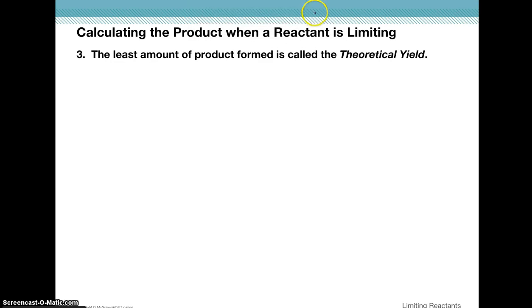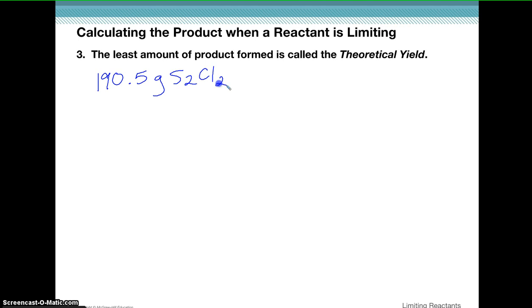So one good thing is when you do this calculation, you are already figuring out something called the theoretical yield. The theoretical yield is basically how much product you would get if you were to do this reaction and nothing went wrong. And that's what we calculated when we figured out the limiting reactant. So the theoretical yield of our product would be 190.5 grams of S2Cl2. That is the theoretical yield. So not only did we figure out the limiting reactant, we also figured out the theoretical yield of our product.